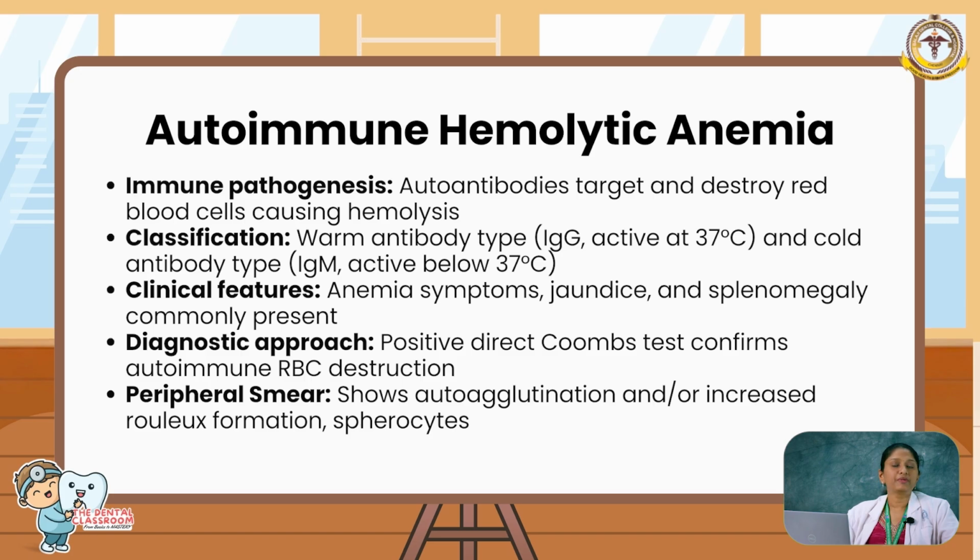The patients will present with anemia, jaundice and splenomegaly, which is the classical triad in this case. The diagnosis is based on a positive direct Coombs test, which confirms the presence of autoimmune red cells, and peripheral smear shows spherocytes. In addition to spherocytes, we can also see autoagglutination or increased rouleaux formation in these autoimmune hemolytic anemias. So, with this we come to the end of anemias.